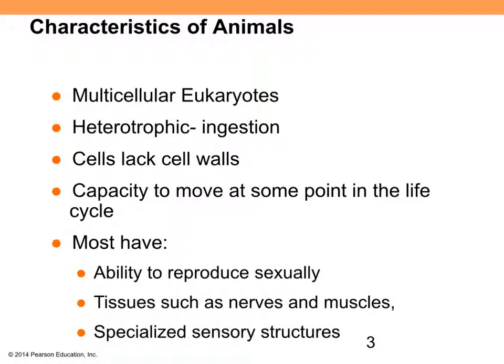They also have the ability to reproduce sexually, for most of them. They have tissues such as nervous system and muscles, with a few exceptions. And they have specialized sensory structures, often located on a head if they have one.